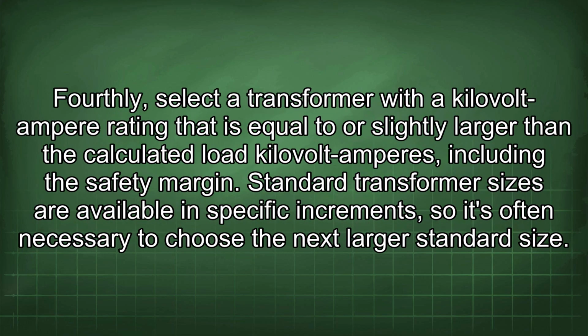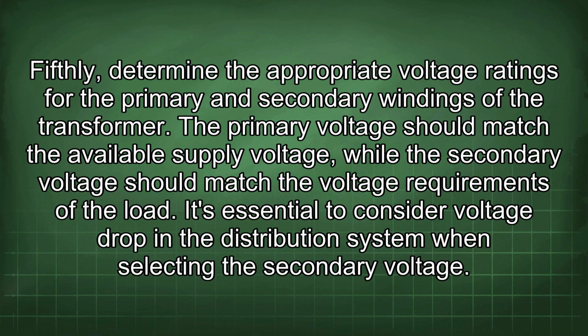Fourthly, select a transformer with a kilovolt ampere rating that is equal to or slightly larger than the calculated load kilovolt amperes, including the safety margin. Standard transformer sizes are available in specific increments, so it's often necessary to choose the next larger standard size. Fifthly, determine the appropriate voltage ratings for the primary and secondary windings of the transformer. The primary voltage should match the available supply voltage, while the secondary voltage should match the voltage requirements of the load. It's essential to consider voltage drop in the distribution system when selecting the secondary voltage.